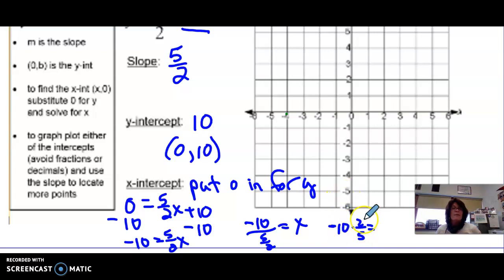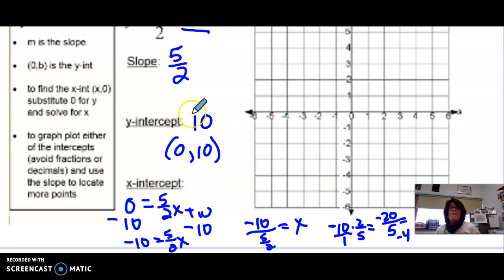Guys, when you multiply a number times a fraction, you multiply straight across the top. Negative 10 times 2 is negative 20. 1 times 5 is 5. The answer to this is negative 4. So the x-intercept is negative 4. All right, so we're going to put x-intercept, negative 4, comma, 0.